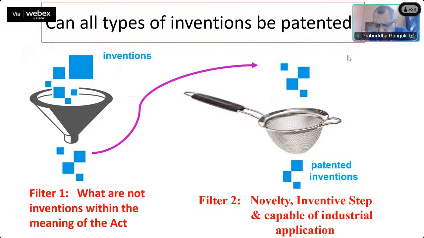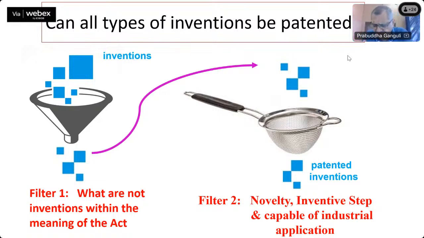The question that will be asked is whether my invention, which I am saying is an invention, is considered an invention by the Patent Act or not. So that's the first part: whether the Patent Act considers my work to be an invention or not.